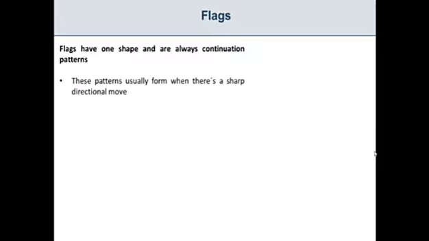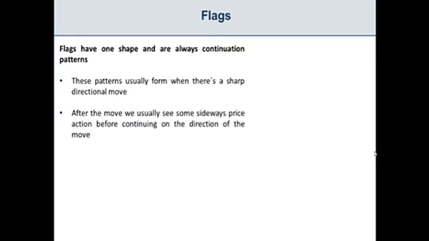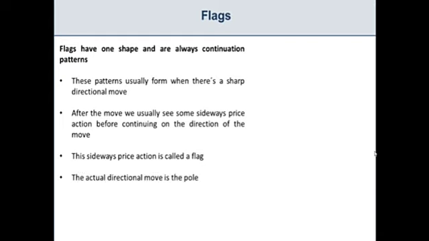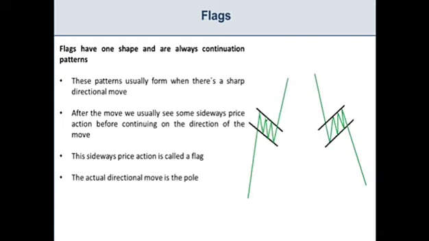And the third kind of basic chart patterns we are going to learn are flags. Flags have one shape and are always continuation patterns. These patterns usually form when there's a sharp directional move, and after the move we usually see some sideways price action before continuing in the direction of the move. This sideways price action is called a flag, and the actual directional move is the pole of the flag.